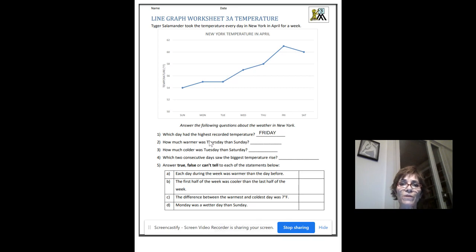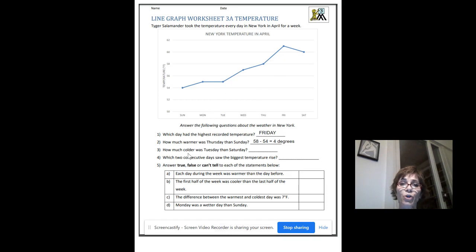So how much warmer was it Thursday than Sunday? When I'm comparing, I have to look at Thursday, and then I go across: 58. And then Sunday, I go up and then across: it was 54. So what do I have to do when I'm comparing? I need to subtract. So 58 minus 54. So it was 4 degrees warmer on Thursday than it was on Sunday.